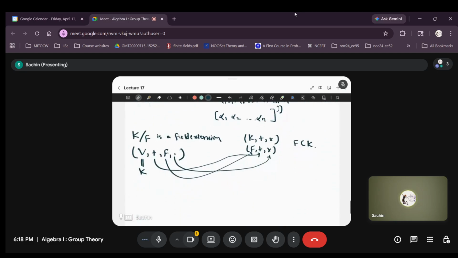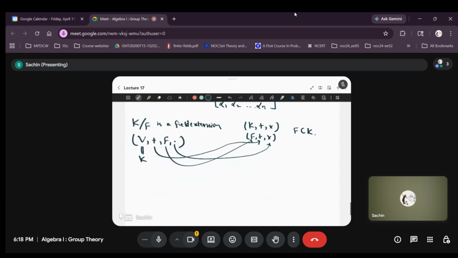For example, this field vector space does not have an analog in real numbers, right? R plus, R dot as a vector space doesn't make any sense, right? But it does make sense when you look at a field and its subfield. You can always write a field as a vector space over its subfield. This part is clear, right?